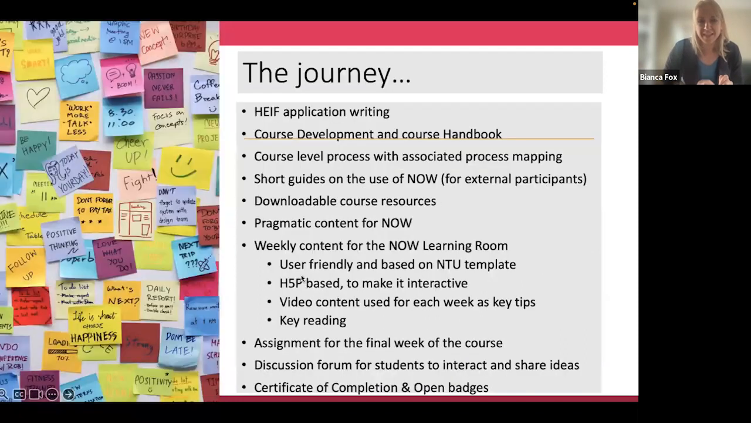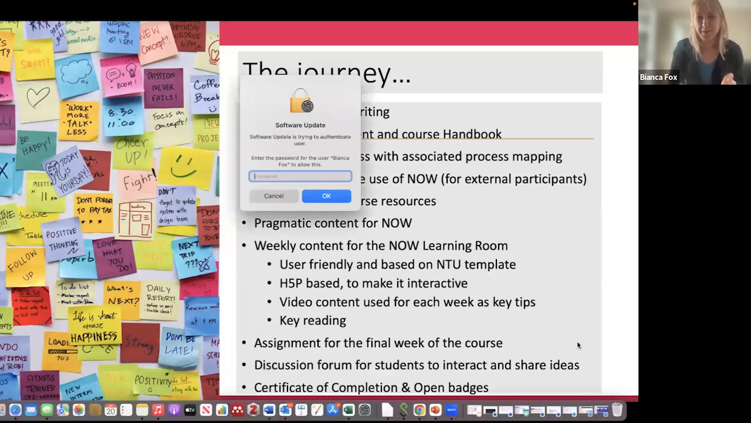Right. And then just maybe take you through the journey. It looks like it's a very long journey, but we'll try to be brief. And then we put together a HIF application form, which for those of you that have applied for HIF funding, I'm sure you'll be familiar with.